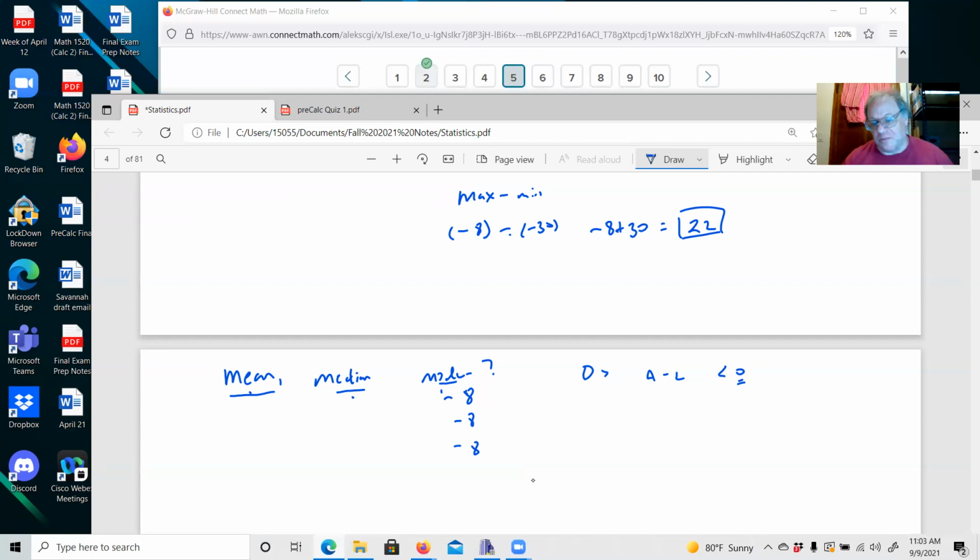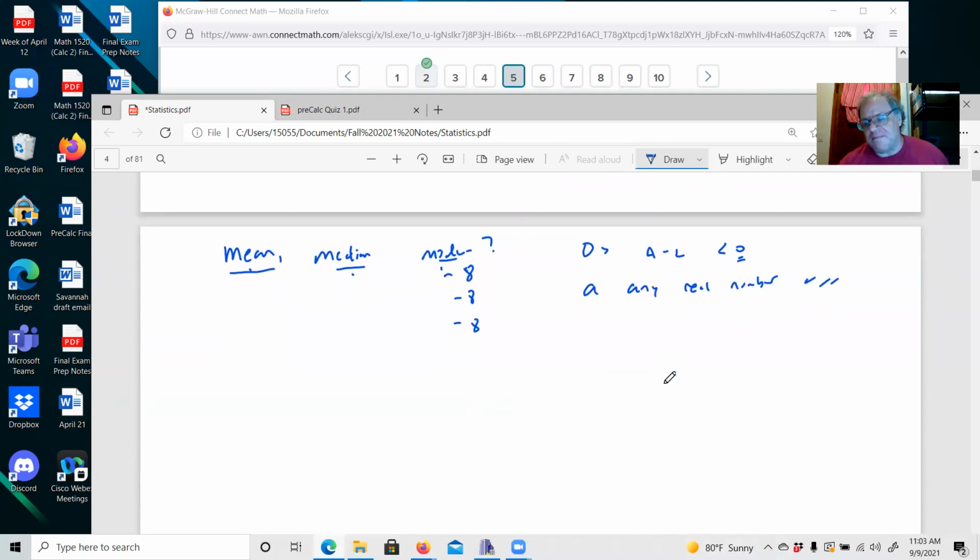So answers for mean, median, and mode, you see A, any real number, that's what you're picking, each and every one. Okay? So be a little bit careful like that. I like to ask questions like, what kind of number can these things be?